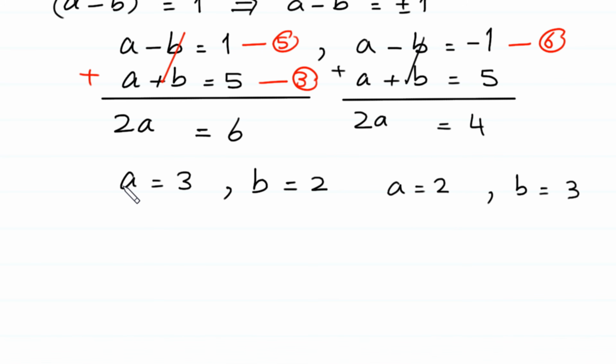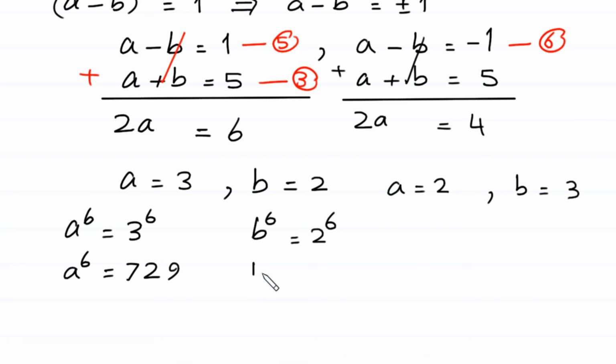Now from here, if we take power 6 of both sides, we get a to the power 6 is equal to 3 to the power 6, and a to the power 6 is equal to 729. And if we take power 6 of both sides from here, we get b to the power 6 is equal to 2 to the power 6, and b to the power 6 is equal to 64. And from here, a to the power 6 is equal to 64, and from here b to the power 6 is equal to 729.